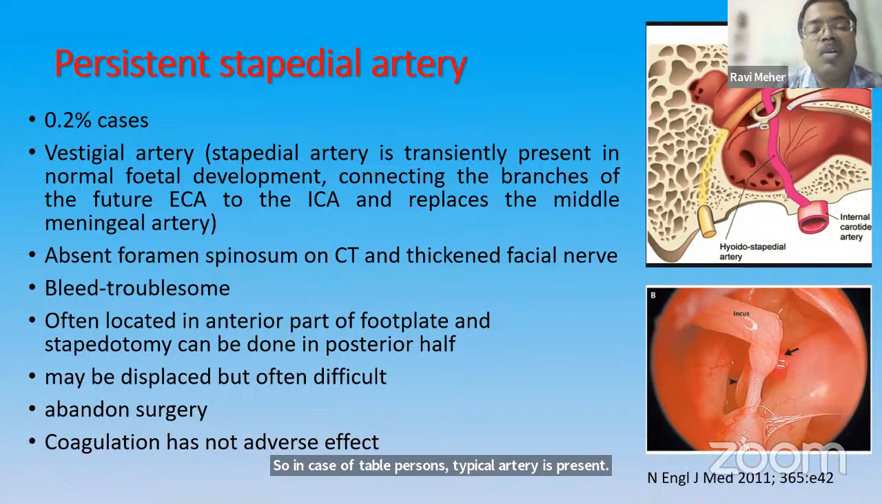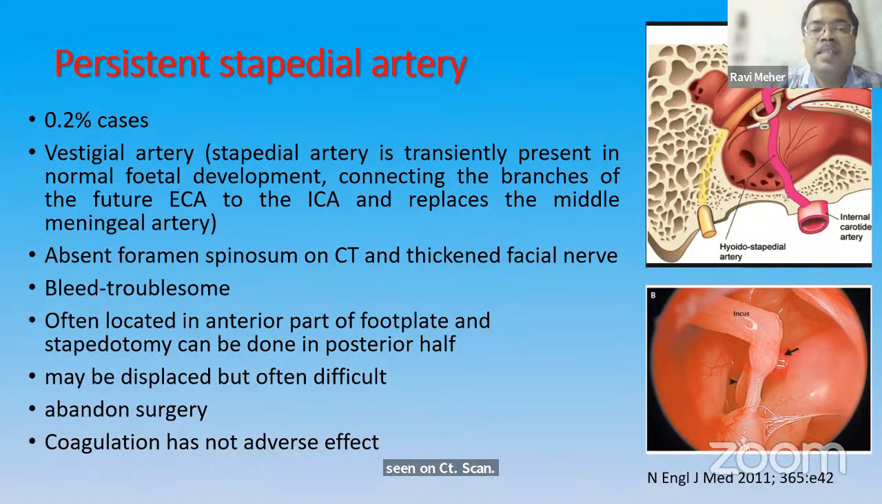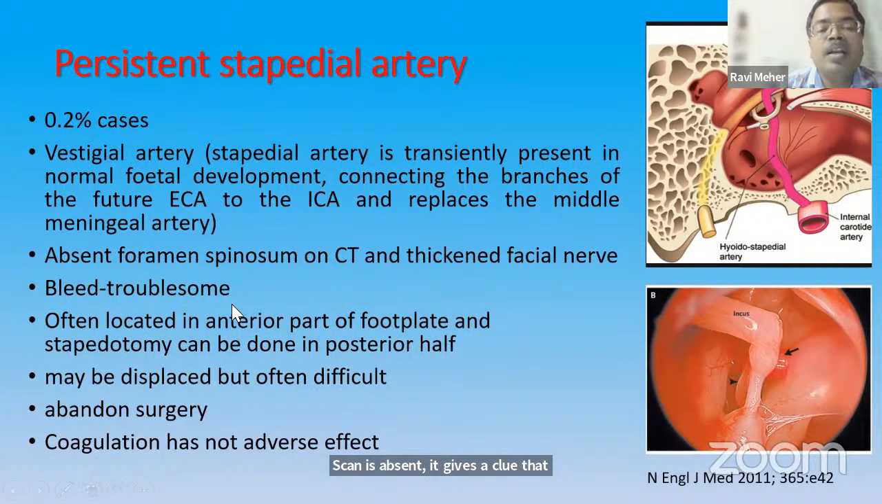So it can be seen on CT scan. If the foramen spinosum on CT scan is absent, it gives a clue that probably there is a persistent stapedial artery in this patient, right? It can bleed and lead to troublesome bleeding during surgery.